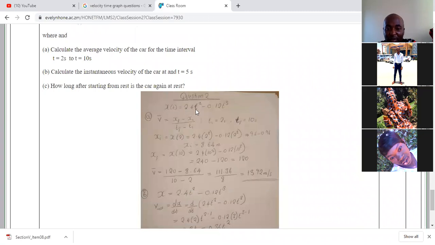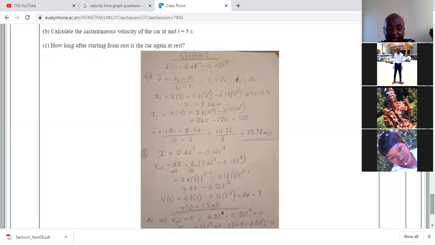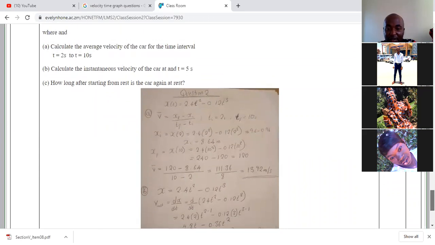You just do 2.4, substitute x final, then substitute x initial. Then you do the expression x final minus x initial over t final minus t initial. Then in B, we are asked to find the velocity at time t. There you have to differentiate. Then C, we are told that if something is at rest, then its velocity function must be equal to 0. So that is the reasoning.